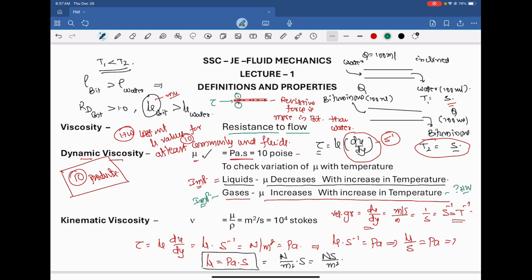Please try to find why in gases mu increases with increase in temperature, whereas in bituminous and other products we have seen with our own eyes from childhood that whenever a tar road is laid, bituminous is heated so that there will be easy flowability or workability. That means viscosity decreased with the increase in temperature. Resistance to flow is decreased. Flowability is increased. Whereas in gases, mu increases with increase in temperature. Please give me some examples.